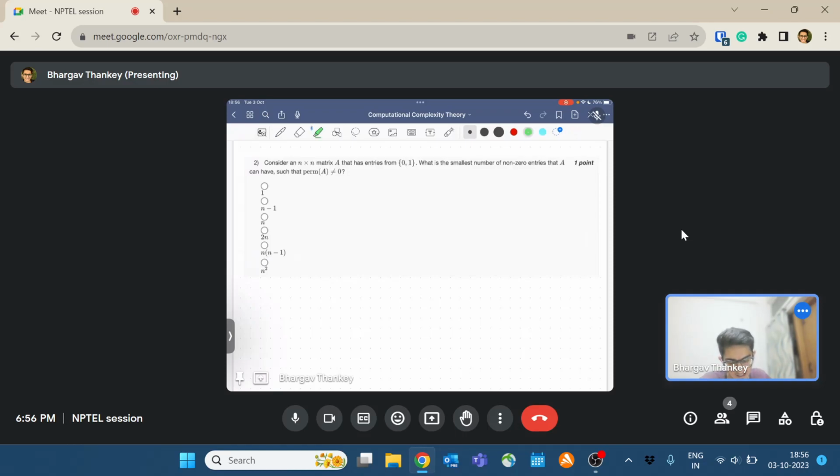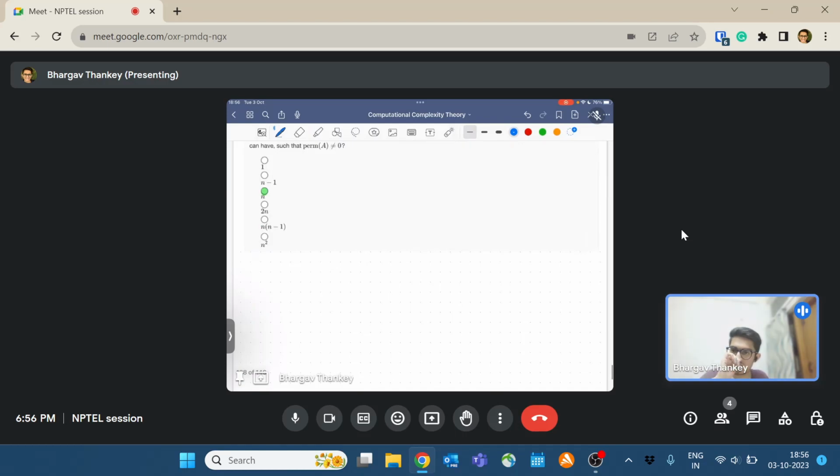N. And the reason is this. First we'll show that there exists a matrix with n non-zero entries whose permanent is non-zero. And then we'll prove that no matter which matrix you pick with n minus 1 or fewer non-zero entries, its permanent is going to be 0.